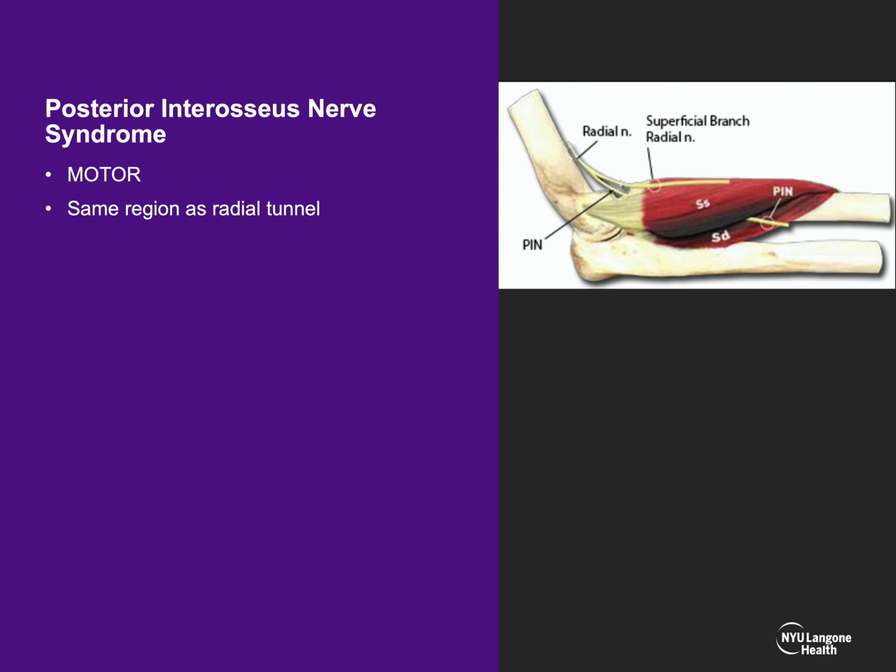Because the ECRL is innervated by the radial nerve already. But these are the patients that have radial deviation with wrist extension. So their wrist extension is weird. They're using their intrinsics to extend their digits, and they have no APL, EPB, EPL function. So PIN syndrome is a motor. It's the same region as the radial tunnel syndrome, but the presentation is different.